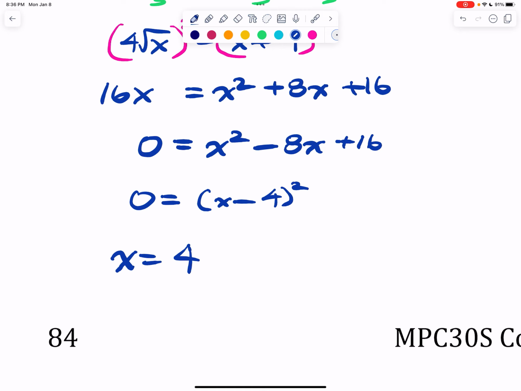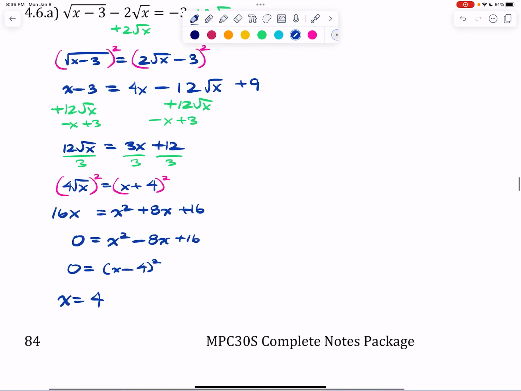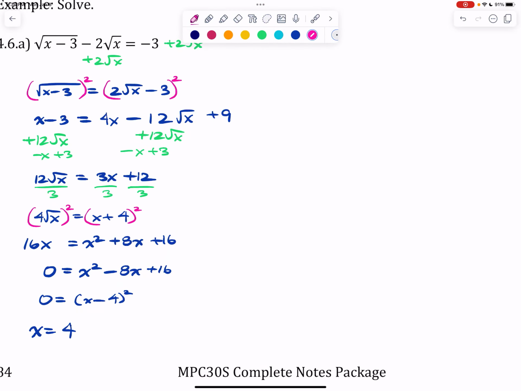We've attained a solution, neat. We do need to verify it. You can do that on your actual test paper or quiz paper. You can do it on the side. Just make sure it's done somewhere. So, we're going to verify the solution x equals 4.